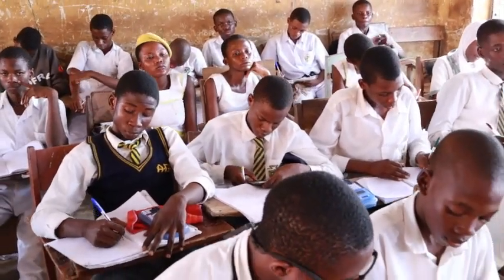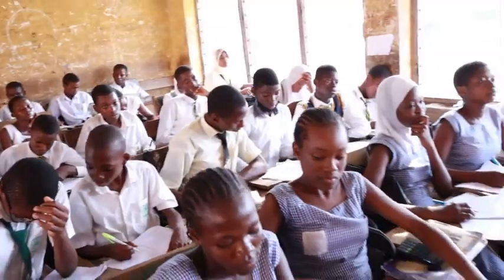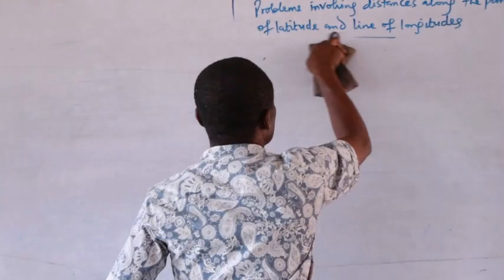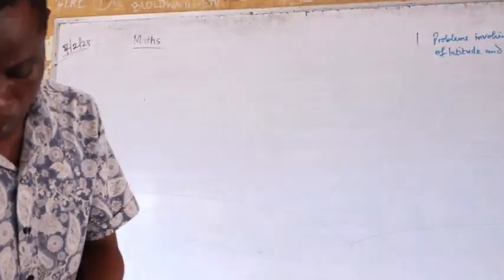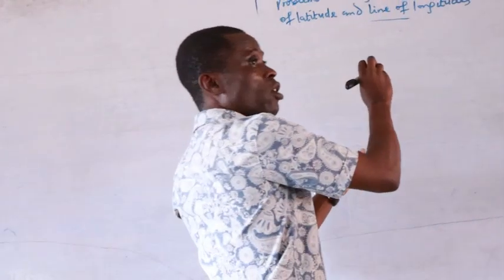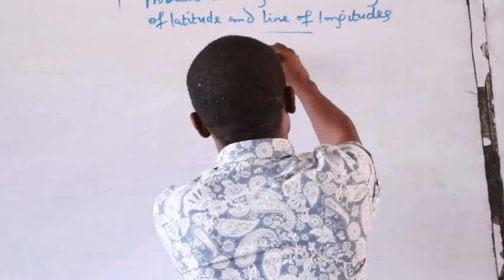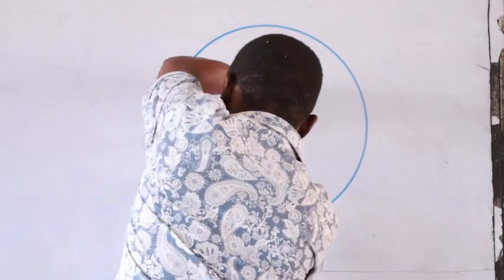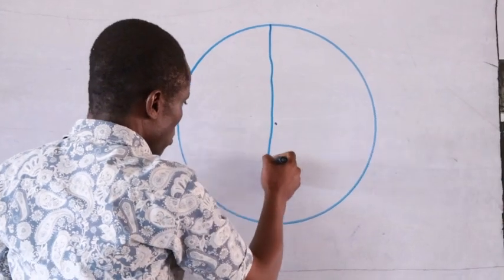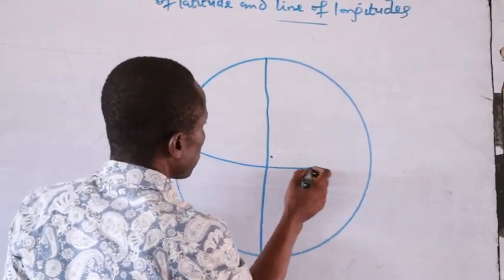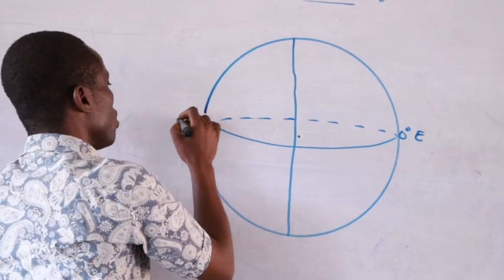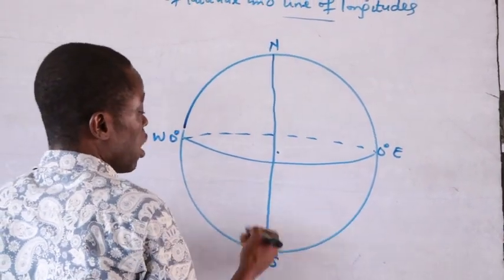Now let me start by drawing the diagram, because you must draw the diagram for this type of question. Let me first draw the globe. Now this is the globe. We have these as the polar axis, this as the equator, this is 0 degrees, we have east here and west, we have north and we have south.